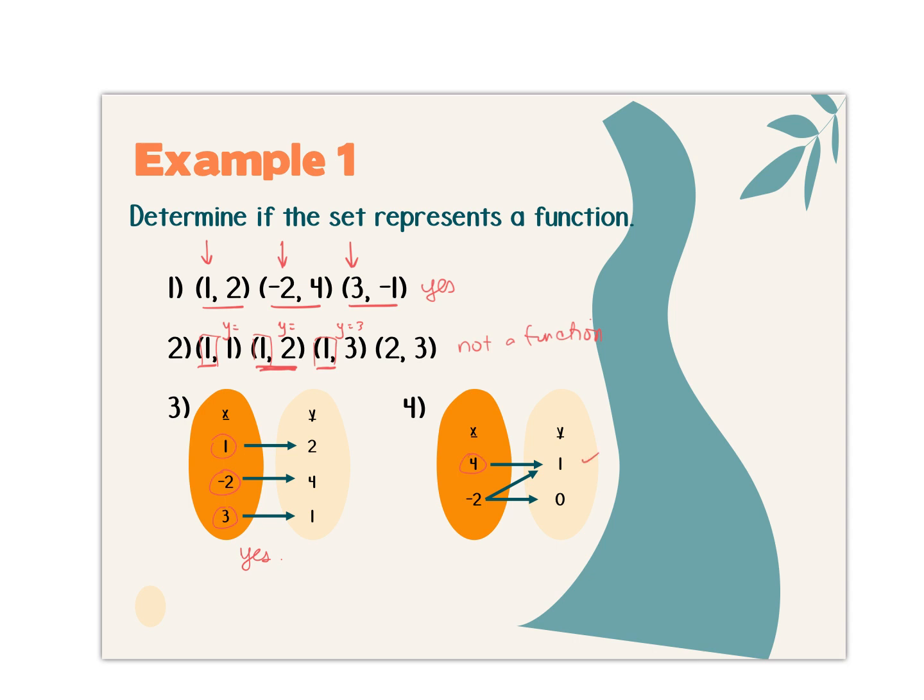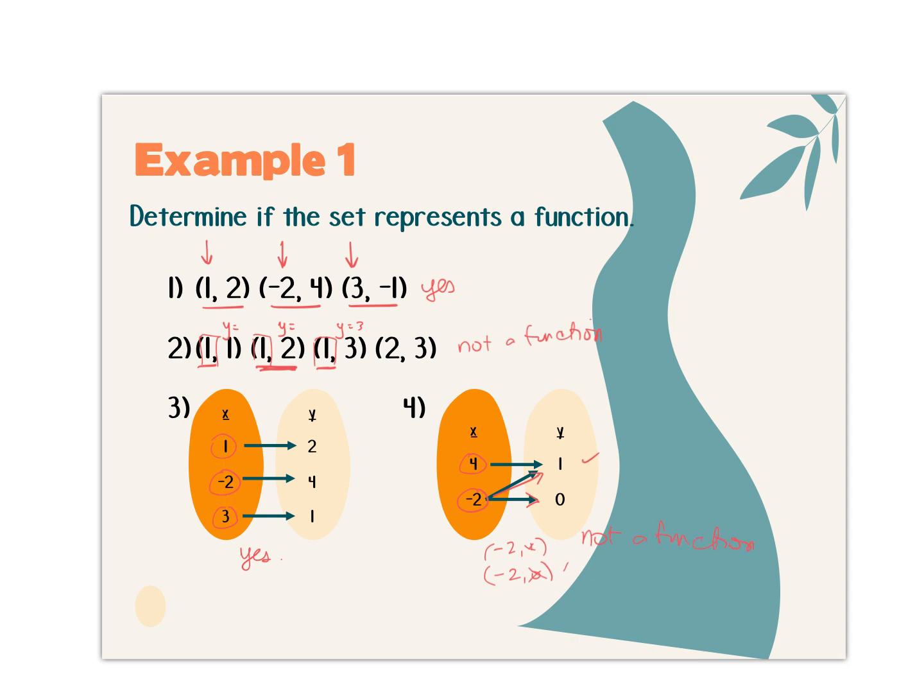That works. But notice here, when x is 2, we have 2 y values for it. So it's negative 2, 1 and negative 2, 0. So negative 2 has two different y values, and so this is not a function.